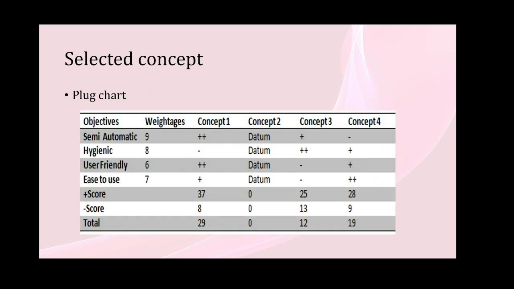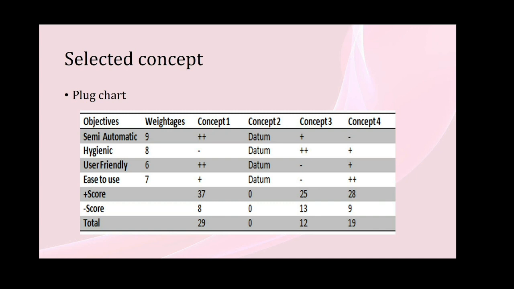Plus chart. Objective semi-automatic of weightage 9, with the first concept of 2 plus, second concept datum, third concept 1 plus and fourth concept nil.